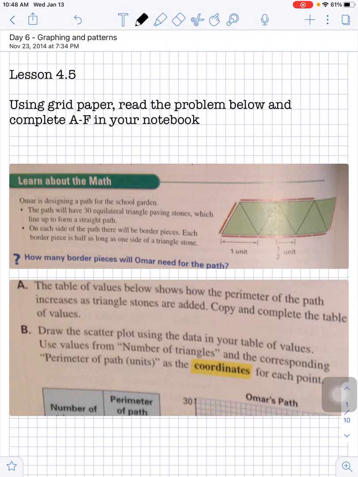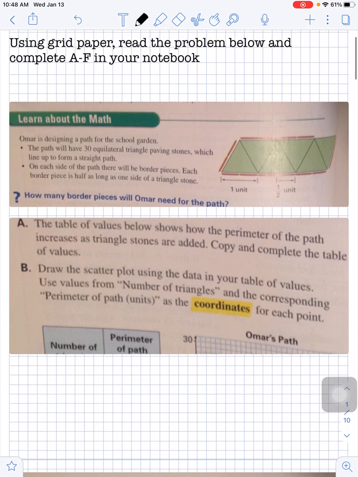Okay, grade 7, 8. We're going to have a look at lesson 6. This is about graphing and patterns. We're going to do some steps together, and then you guys have some practice questions. You can see grid paper in the background here.